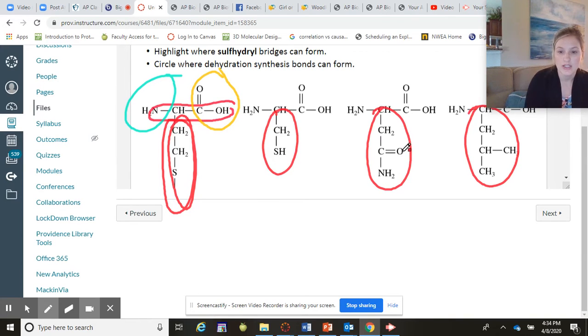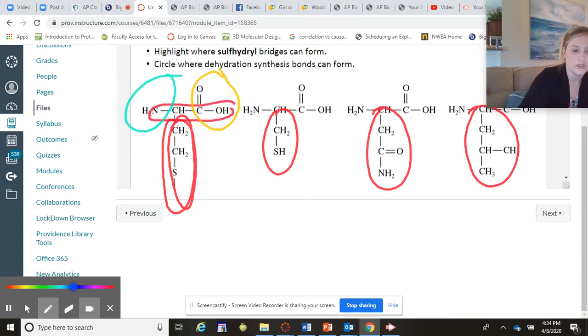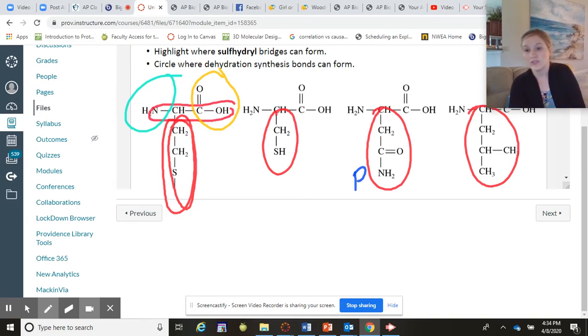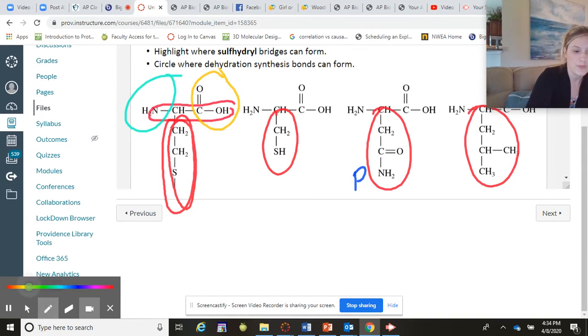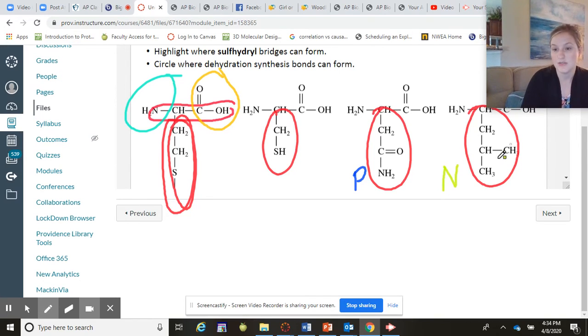I look right here and I see this contains an oxygen and a nitrogen. Both of those are highly electronegative elements, and they're going to cause this group to have a partial charge. So I would say this one, I'm going to make them blue, is P for polar. Polar means it's hydrophilic, it's going to dissolve in water. This one is going to be nonpolar or hydrophobic because it only has carbon in the R group.